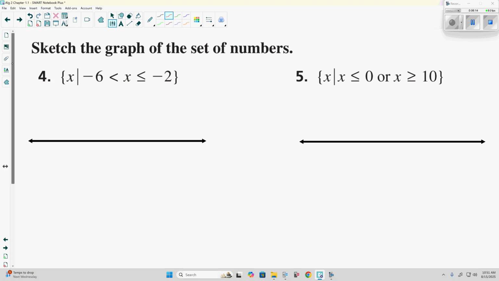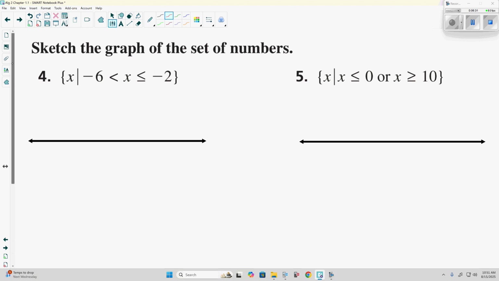So if we look at this next one here, for all real numbers x, such that -6 is less than x is less than or equal to -2. We want to graph it. And this here we can treat like the homework. The first thing I would do for this homework problem is I draw a line, 2 arrows.